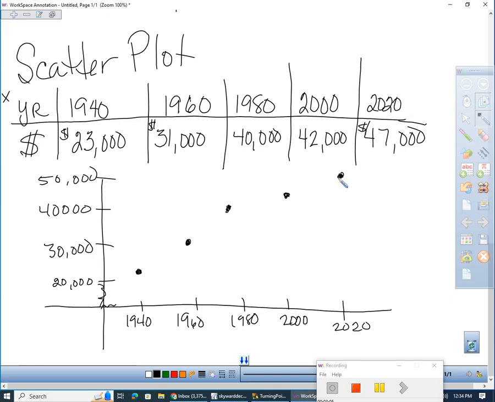Okay, so now we are going to draw a trend line. A trend line is a line that tries to go through, a straight line that goes through a majority of the dots. So we're going to draw a line.